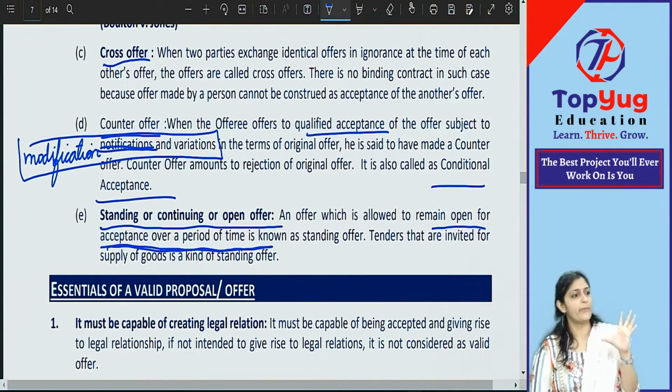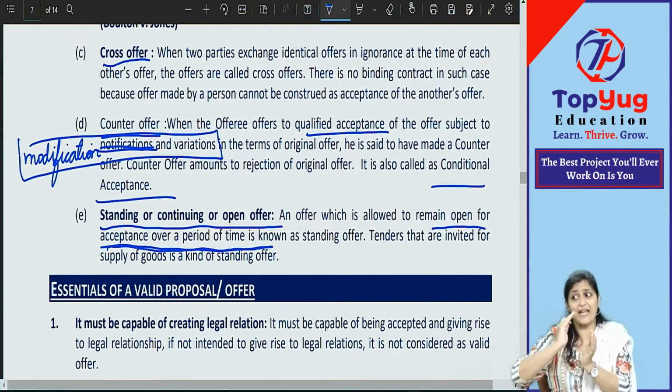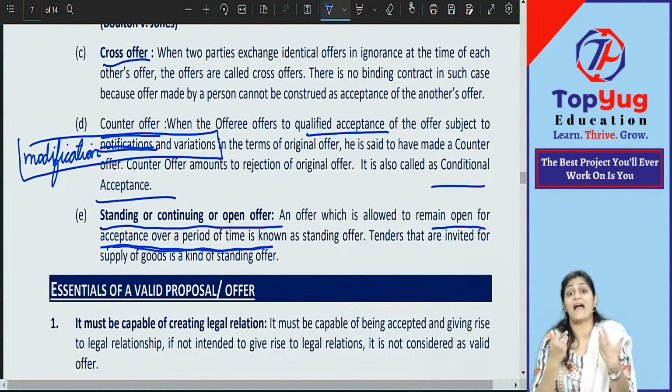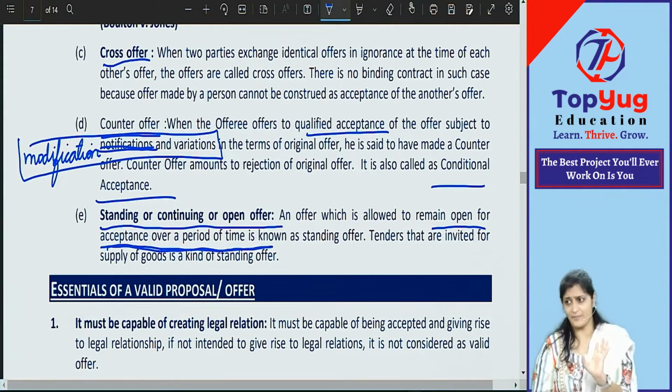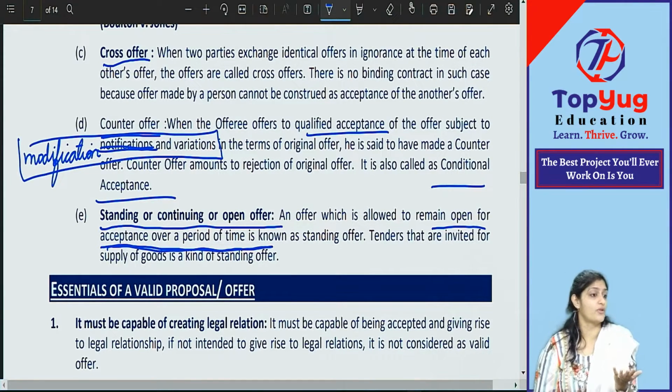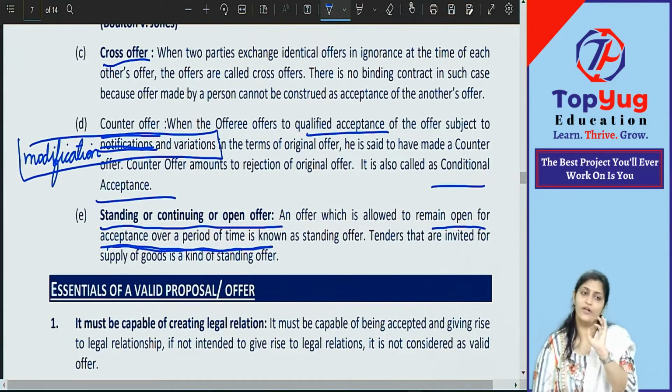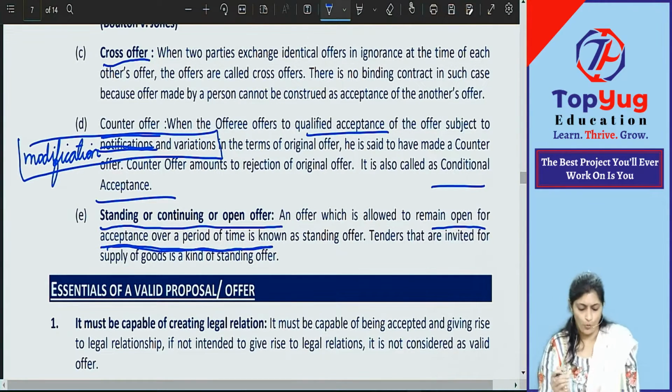Any offer remains open over a period of time. For what is it remaining open? For acceptance. During that period, anytime you can make the acceptance. That type of offer is known as what offer? Standing offer, continuing offer or open offer.